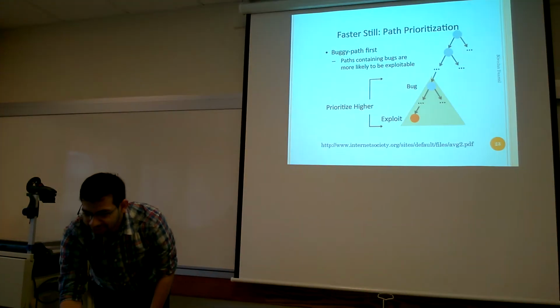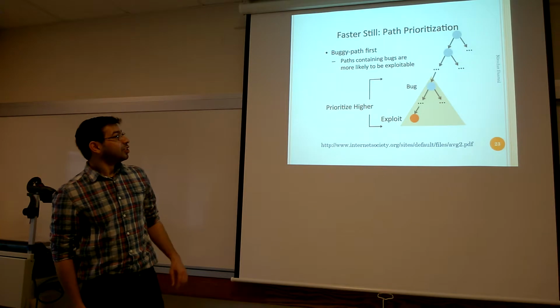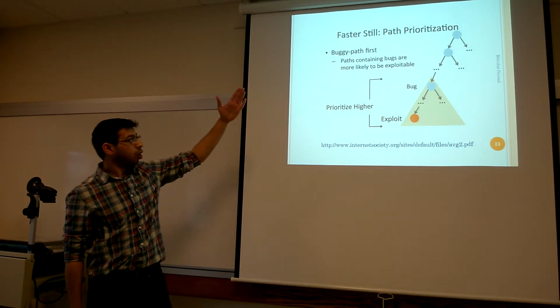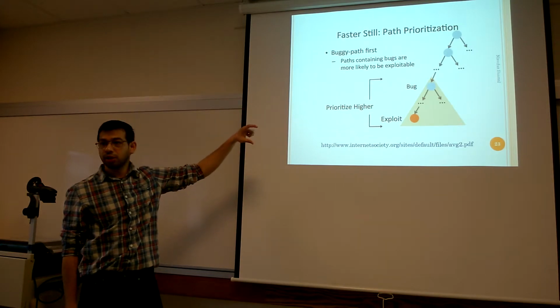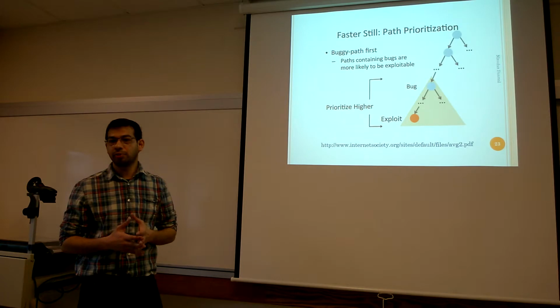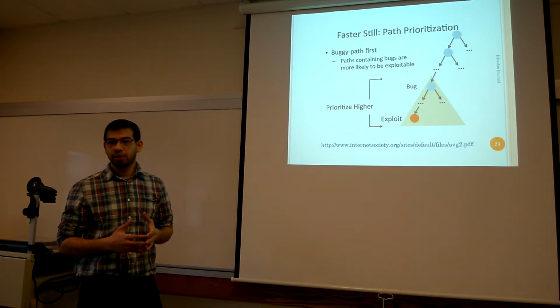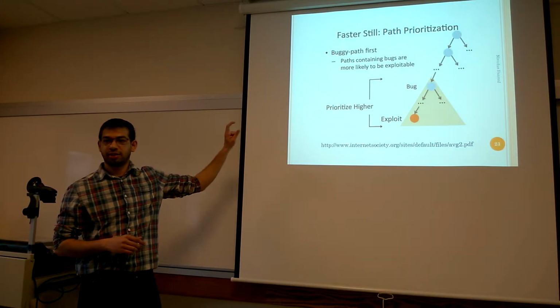We're just trying to prevent somebody from exploiting something. So on the path where we would find a bug, that is the path we would prioritize higher when we are trying to exploit that particular bug. Is that clear? Why we are doing that?